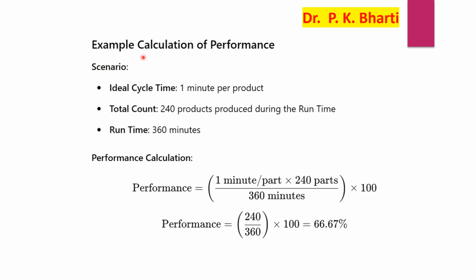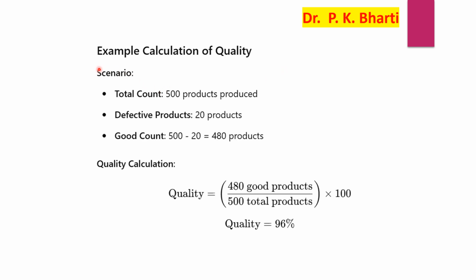We can also understand the performance with the help of an example. Suppose ideal cycle time for a process is 1 minute per product. Total count is 240 products produced during the runtime, and runtime is 360 minutes. So by applying the relation, we can calculate performance as 1 into 240 upon 360 into 100. The performance is 66.67%.